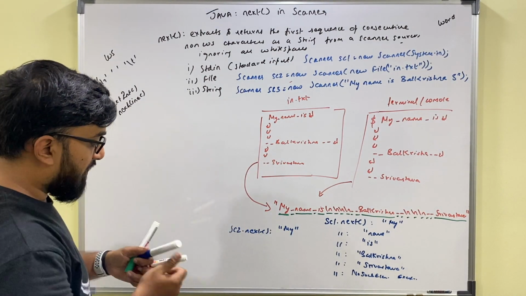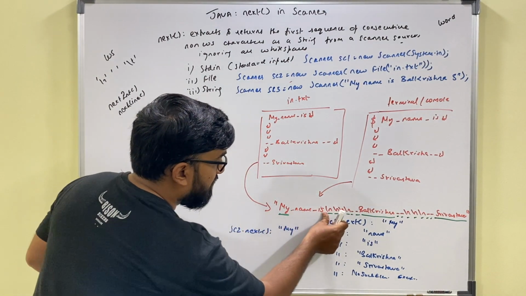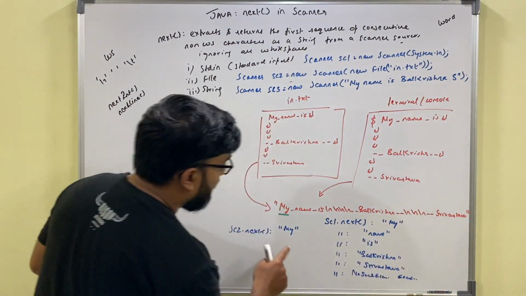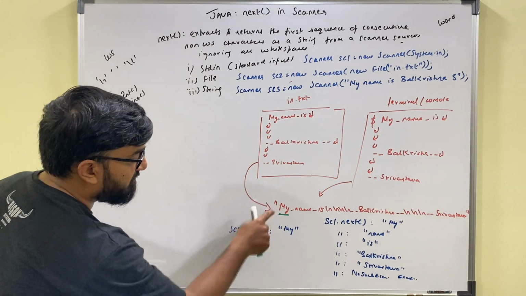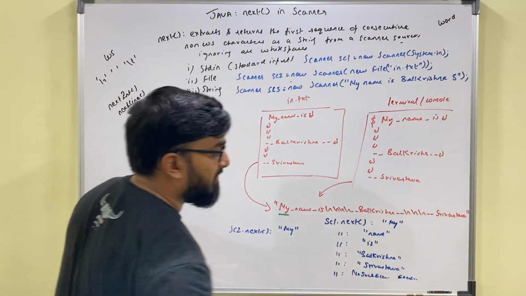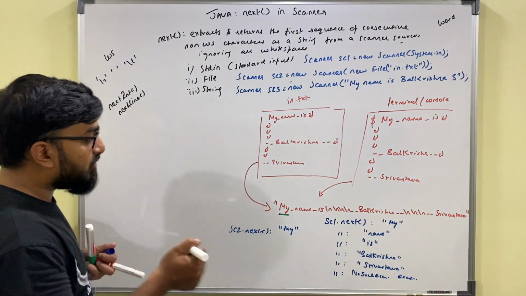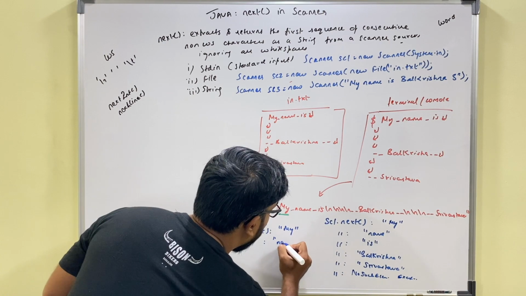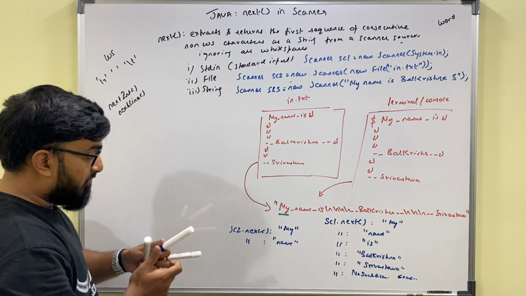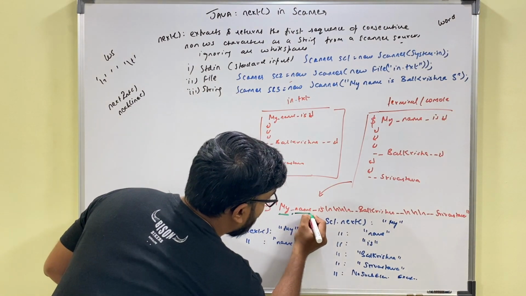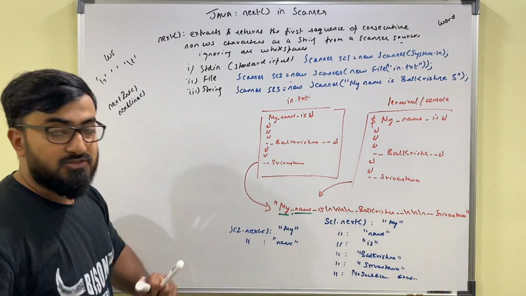Okay, so again, this is the part of the input which is read on the first call to sc.next, and this is the part that remains. The next call to sc2.next will give the same return. It will give you "name", because it ignores this white space and returns this sequence of non-white space characters as a string.